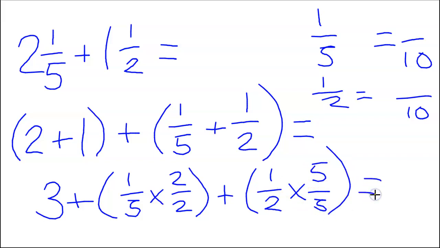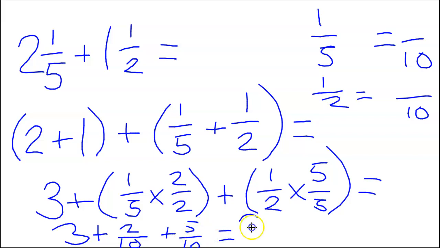So now, let's go ahead and simplify this. We have 3 plus 1/5 times 2/2. That's going to give me 2 tenths. 1/2 in terms of tenths is going to give me 5 tenths. So altogether, that's 7 tenths. So this will be 3 7 tenths. So 2 1/5 plus 1 1/2, that's the same as 3 7 tenths.